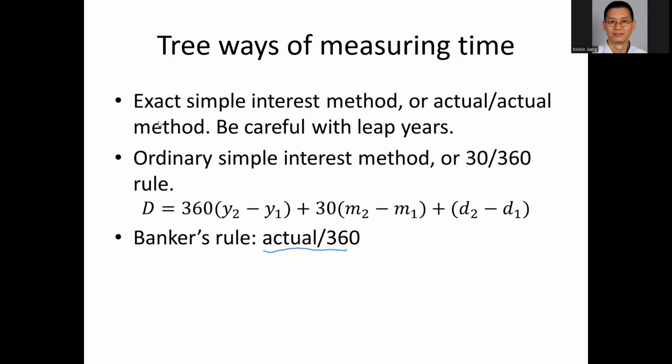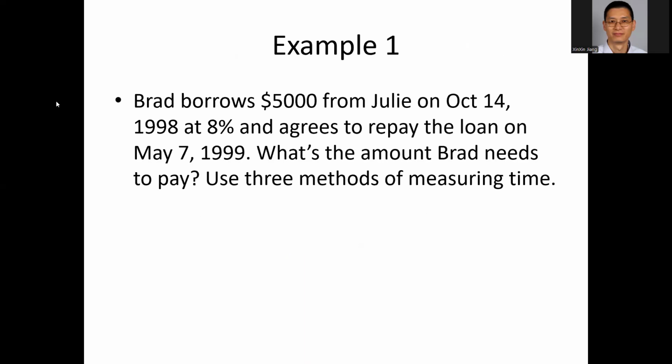All right, so let's have a look at an example. Brad borrows $5,000 from Julie on October 14th, 1998 at 8% and agrees to repay the loan on May 7, 1999. So what's the amount Brad needs to pay? Use three methods of measuring time.